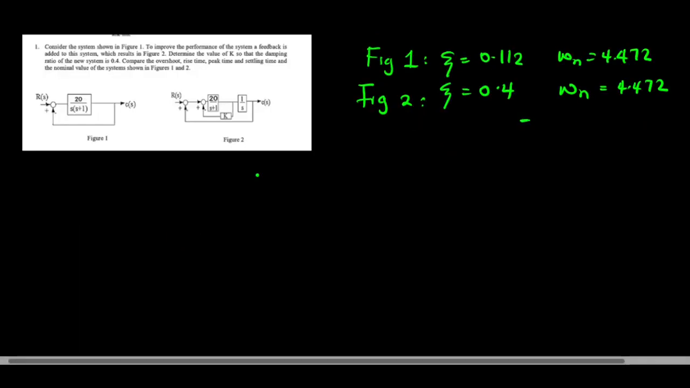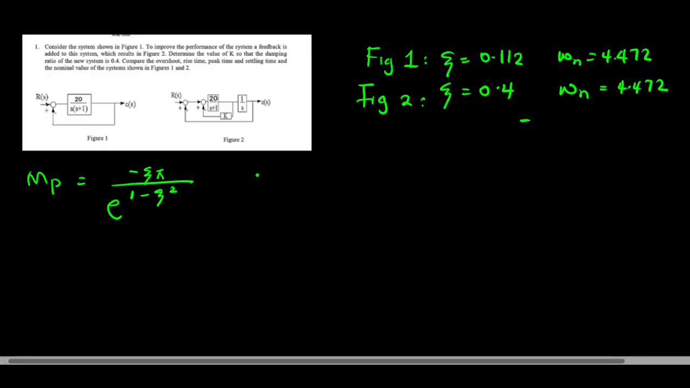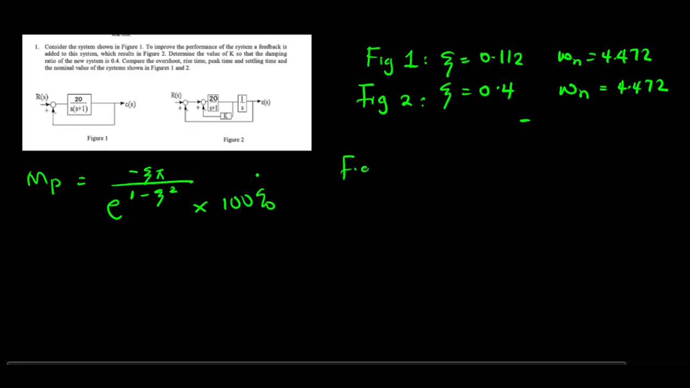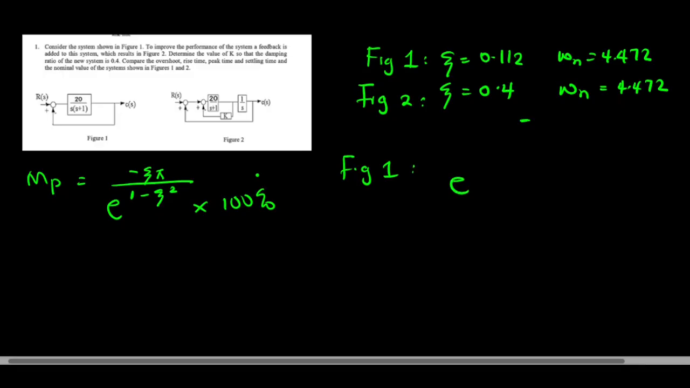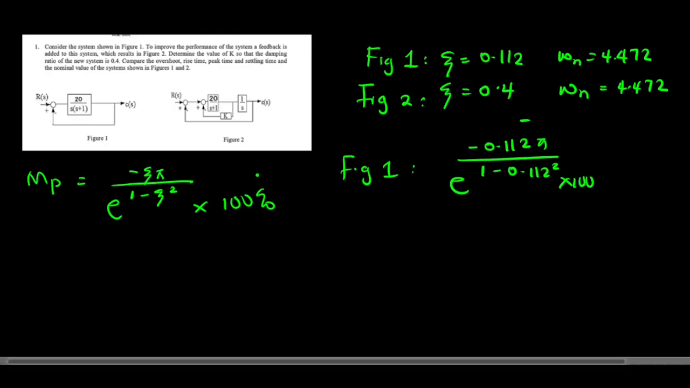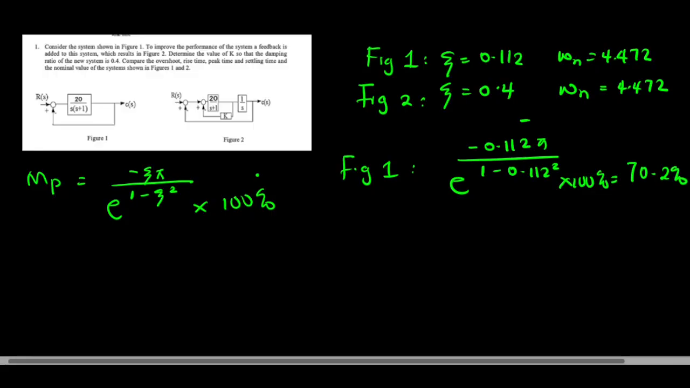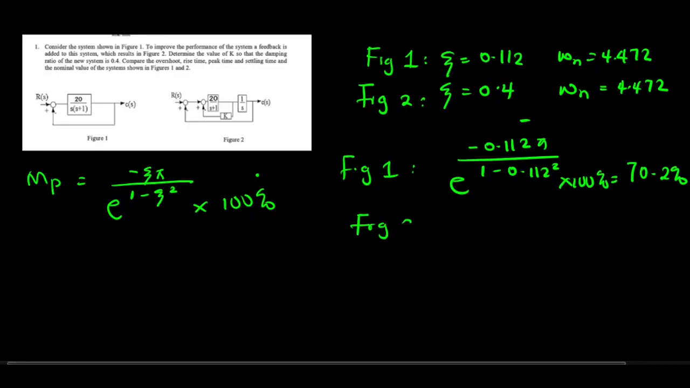Now we can calculate first overshoot. So we're calculating for percentage overshoot, which you can just write simply as MP. So the formula is E raised to minus zeta pi all over square root of 1 minus zeta square times 100%. So for the first figure, that's figure 1, is going to be what? E raised to power minus 0.112, right? Pi over square root of 1 minus 0.112 square times 100%. That'll be equals to 70.2%.